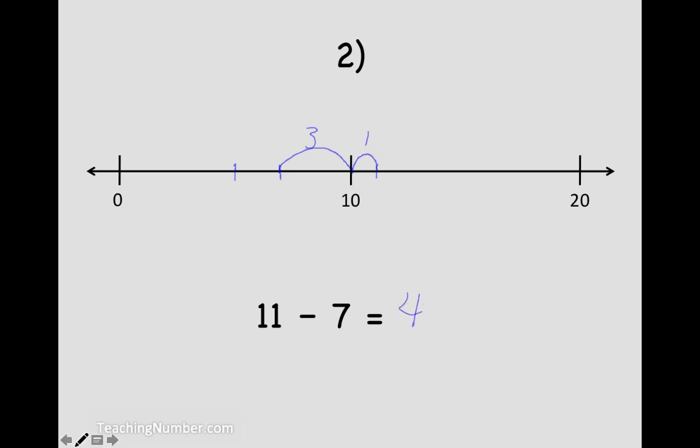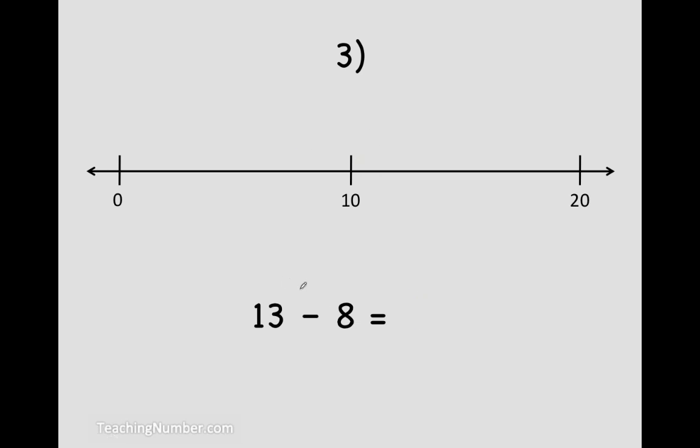Okay, let's check to see how accurate our model is. 7 is pretty accurate, not too bad, and that is a distance of 3. Our estimate for 11 was a little too big, but that's not bad, it's reasonable. And the distance from 7 to 11 is 3 plus 1, which is 4.